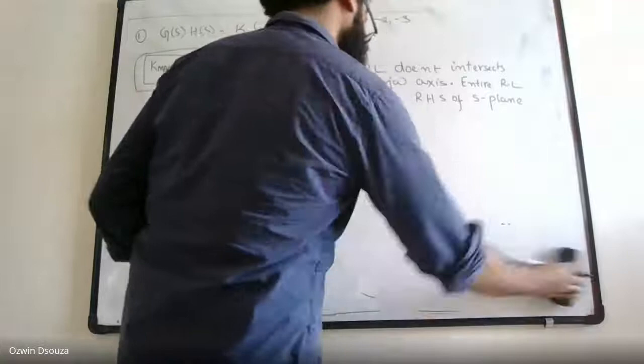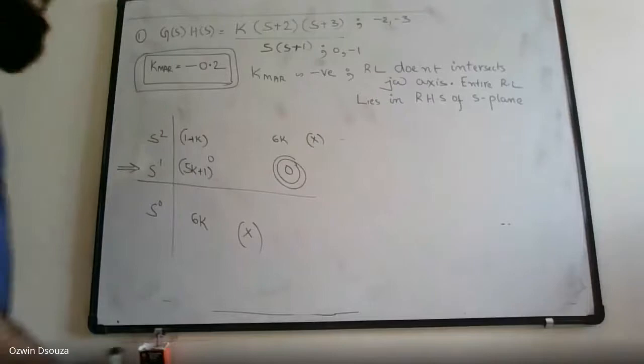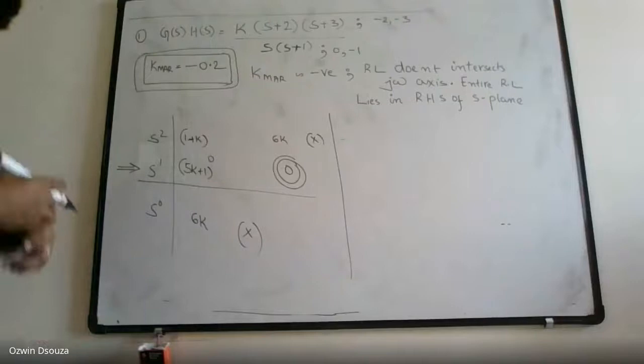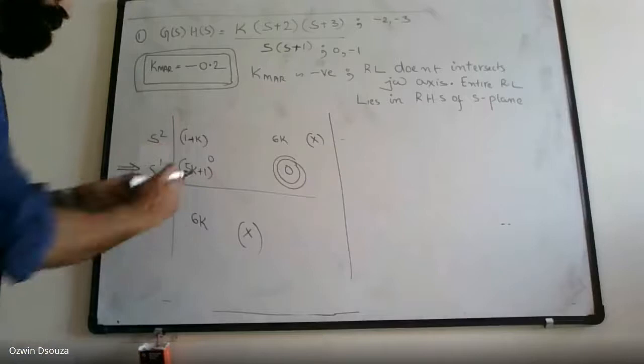So this is the thing about rule 7. There are two things. If you are not happy with the statement, if you feel that I'm forcing you to believe this statement, probably I can give you a small proof. This is your row of zeros, right?